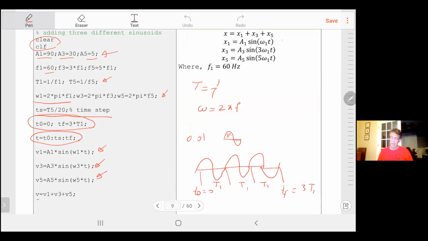And this one has 60 hertz. And this one has 3 times, that's 180 hertz. And the fifth will be 5 times 60, which is 300 hertz. That's the frequency. The amplitude is given. A1 is 90, and this one is 30, and the other one is 5. It's a simple one because it's the first example.